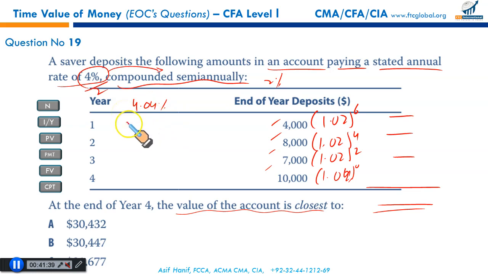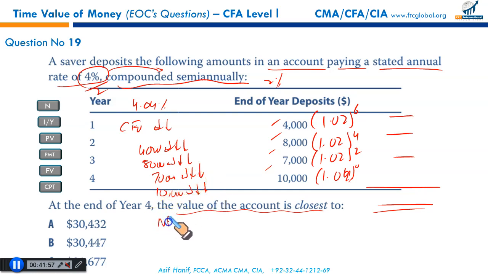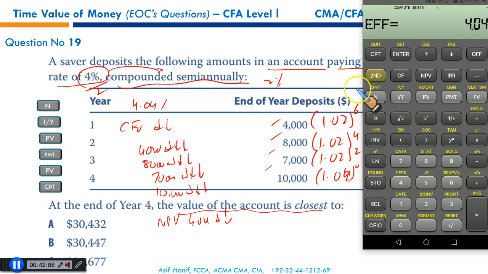So you can use your BA II Plus Professional: CF0, enter, down arrow key, 4,000, then you have 8,000, then you have 7,000, and then finally you have 10,000. Enter all these, press NPV, enter the rate 4.04, enter, down arrow key. Let me do it for you. I hope the system is working okay. CF0 is 0, enter. The first year is 4,000. Enter, down arrow key twice. Then you have 8,000. Then you have 7,000. Then you have 10,000.